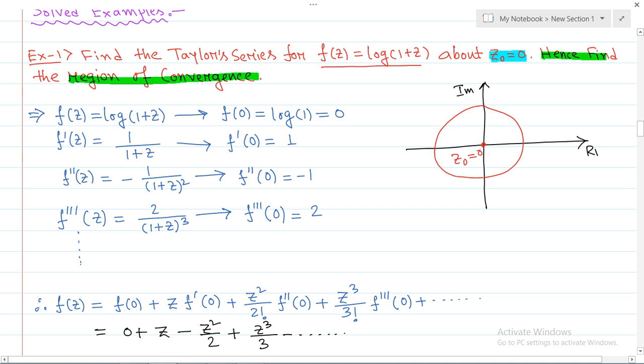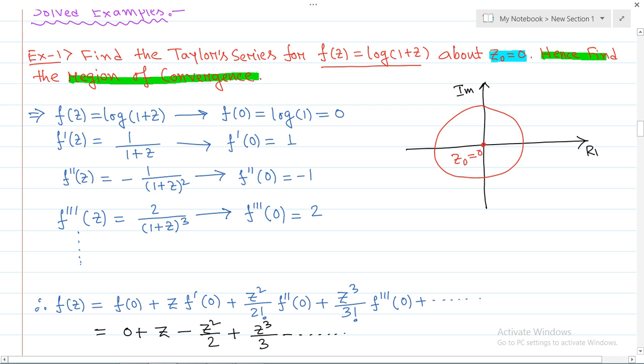That is, we should have a circle inside which the function is analytic and we can find the Taylor series. That is okay, but what should be the region of convergence? That means what should be the radius of this circle? It should not go up to infinity. So up to which limit can we consider this region? We will discuss at the end of this problem.